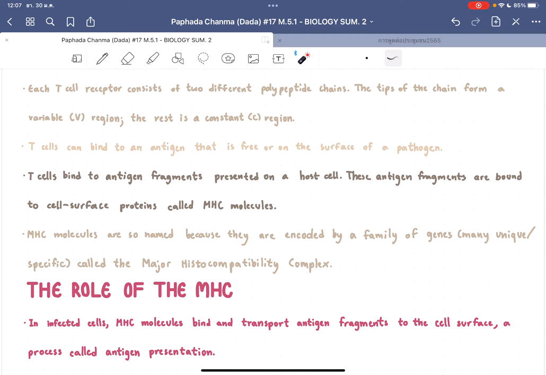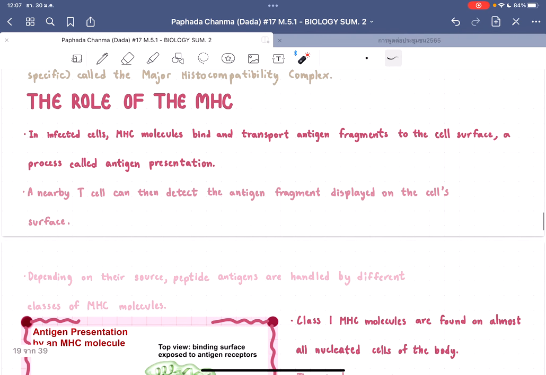These antigen fragments are bound to cell surface proteins called MHC molecules. MHC molecules are so named because they are encoded by a family of genes, many unique or specific, called the major histocompatibility complex. The role of the MHC in an infected cell: MHC molecules bind and transport antigen fragments to the cell surface, a process called antigen presentation. A nearby T cell can then detect the antigen fragment displayed on the cell surface.